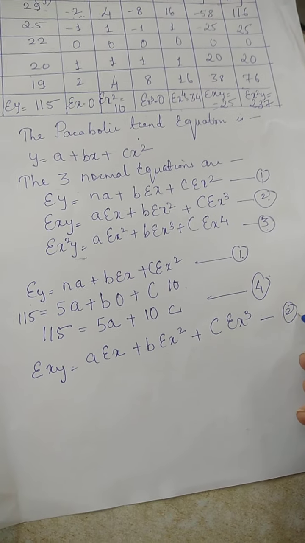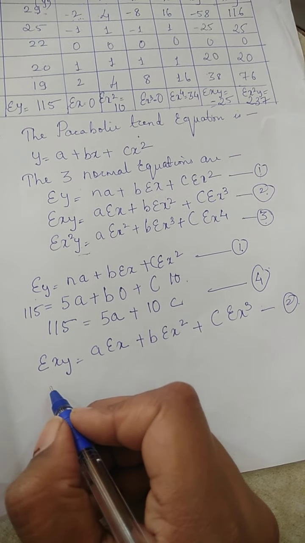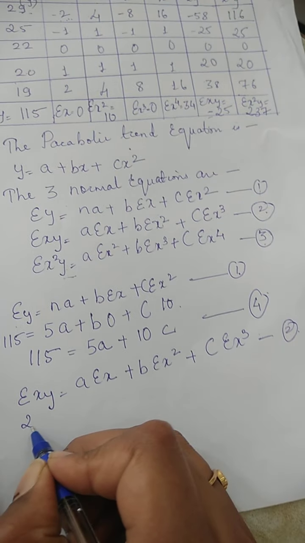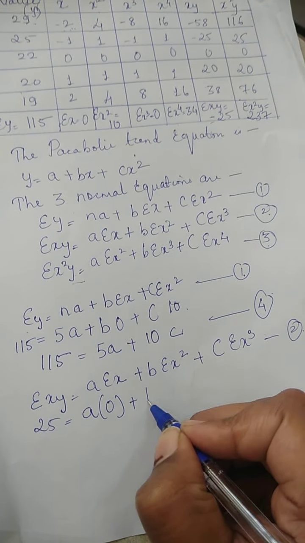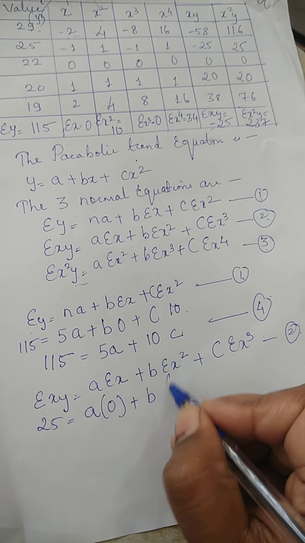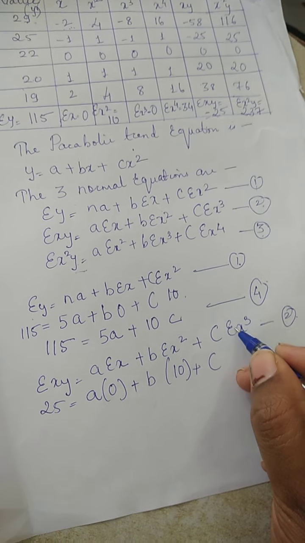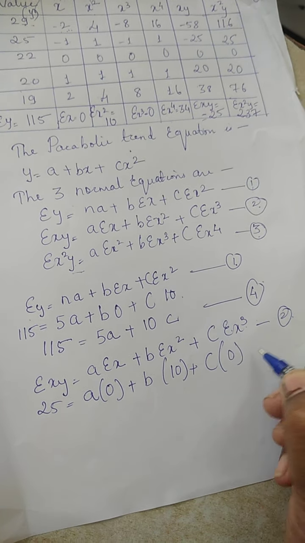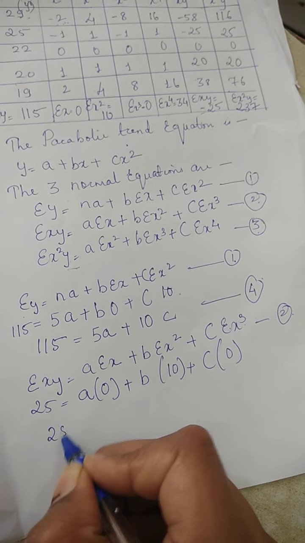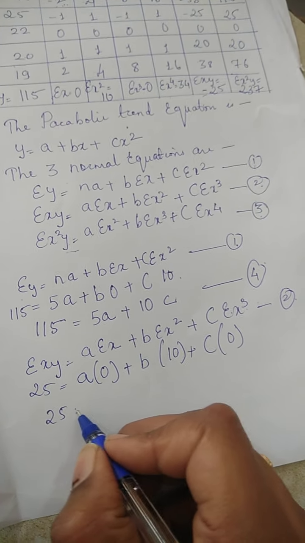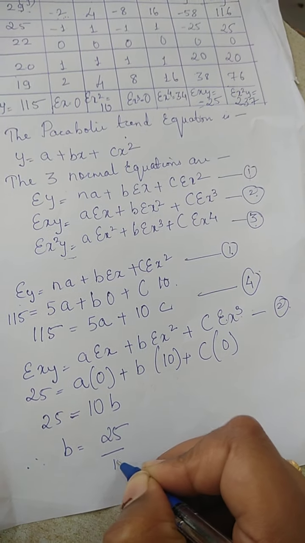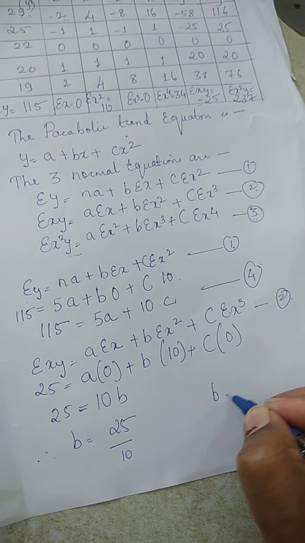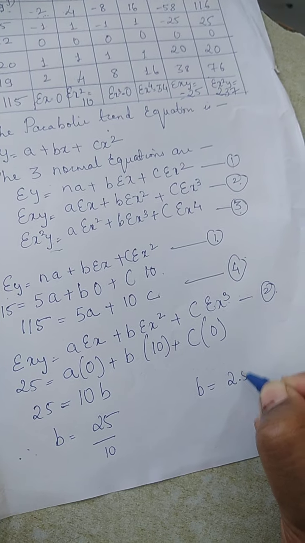Okay, this is the second equation I took. Then put the values in this equation. Summation xy is 25, which is equal to a times summation x, which is 0, plus b times summation x square, which is 10, plus c times summation x cube, which is always 0. Okay, simplify. 25 is equal to 0 plus 10b. Therefore b is equal to 25 divided by 10. So the value of b is 2.5.